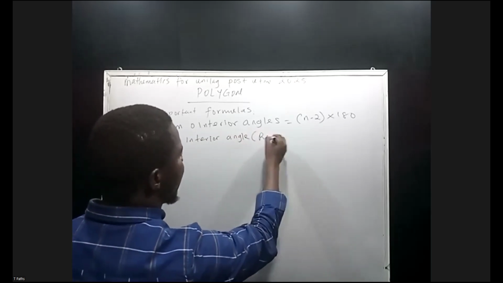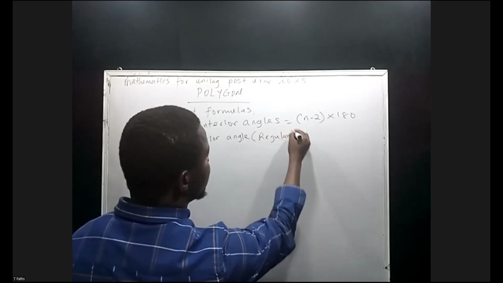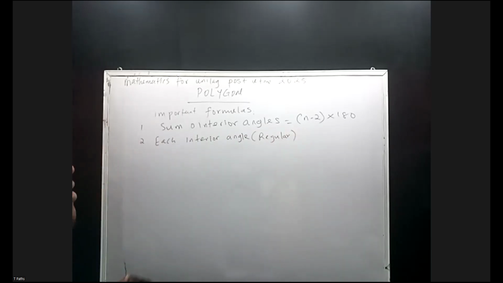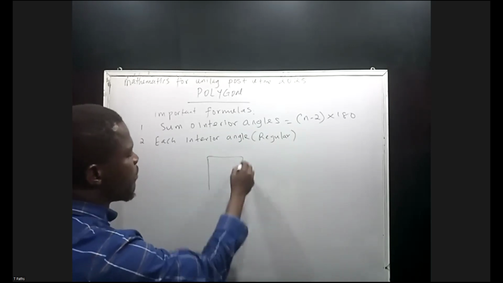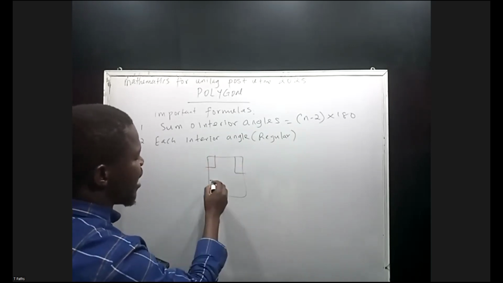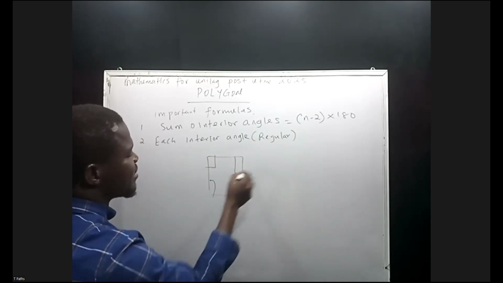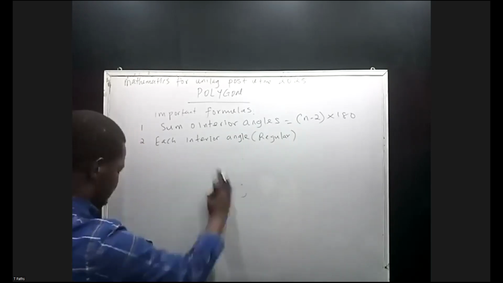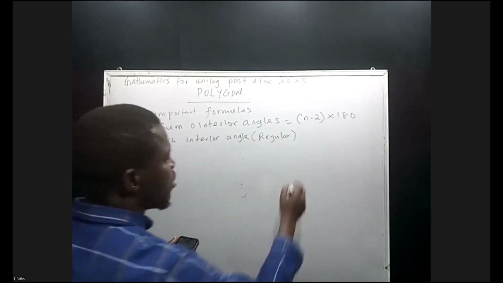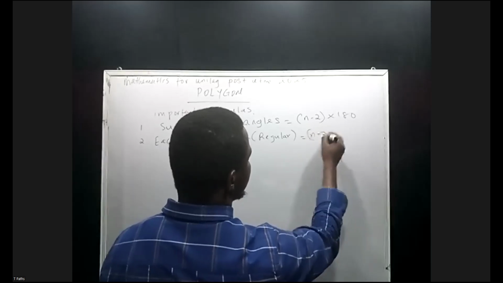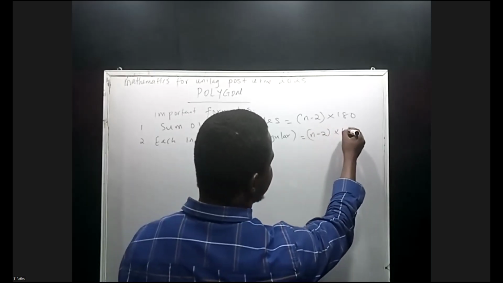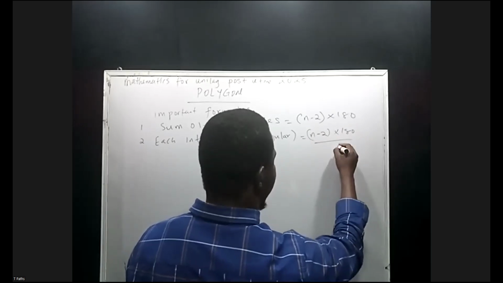What do we mean by regular? A regular polygon is a polygon in which all the sides and angles are equal. If it's a triangle, it has the same sides and the same angles. For example, a square is a regular polygon: all the angles are 90, 90, 90, and all the sides are equal. Now it is (n minus 2) times 180 over n.